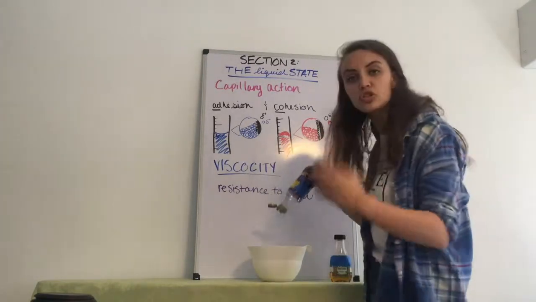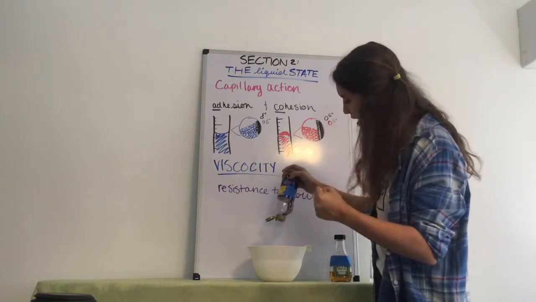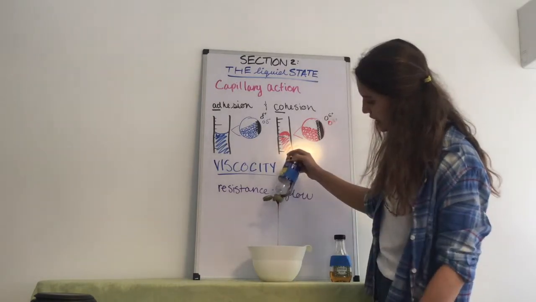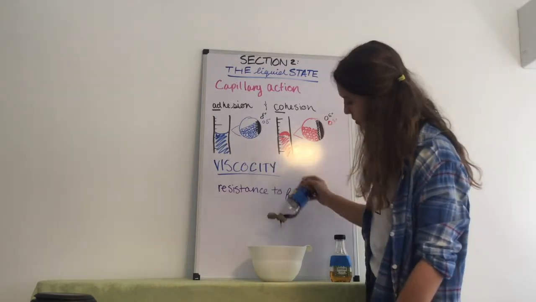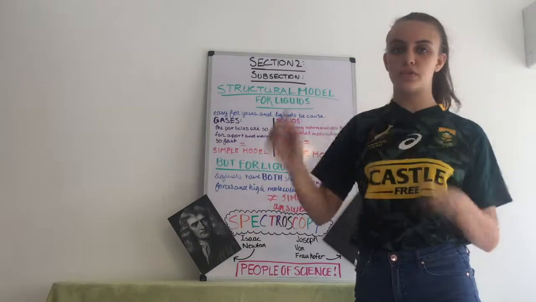The viscosity is so high because all of these molecules are staying together and forming such a thick liquid when it pours out in slow motion. That's so cool. So that's viscosity. Before moving on to the next section, we're going to talk about the structural models for liquids.